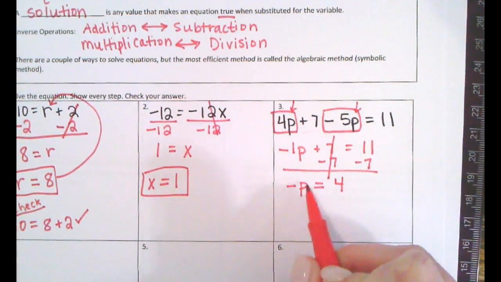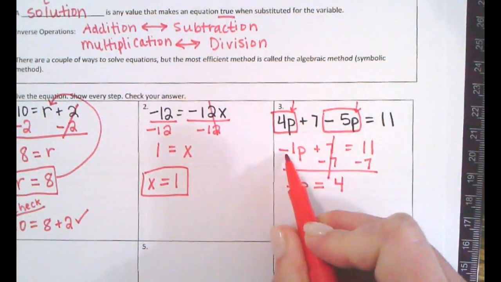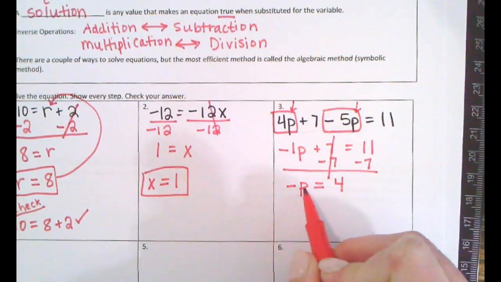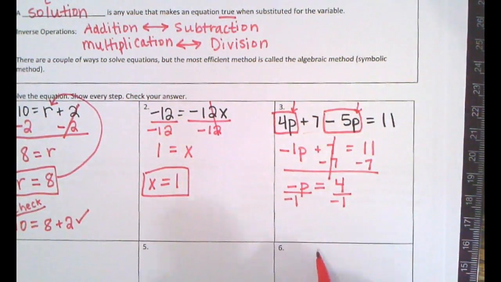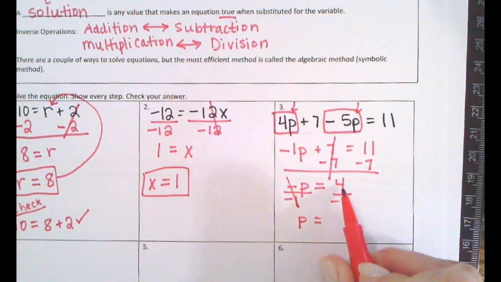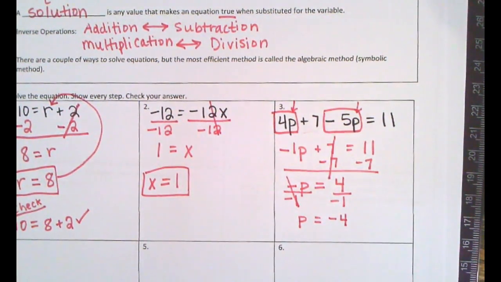Next, I don't want negative P, I want positive P on its own. So this was that negative 1 attached with multiplication. So I'm going to divide both sides by negative 1. And I get that P equals 4 divided by negative 1, which is negative 4.